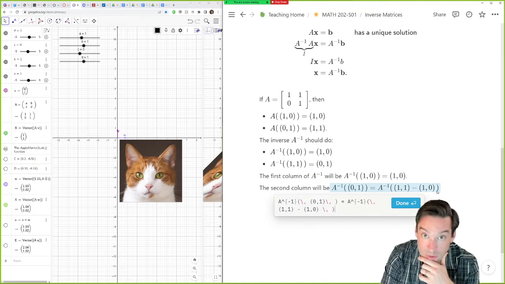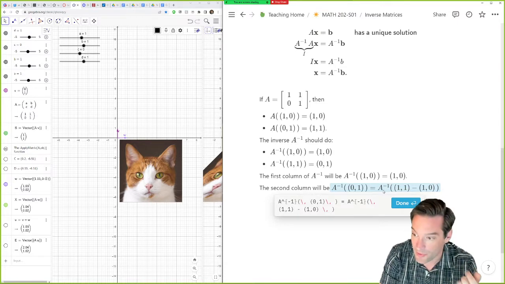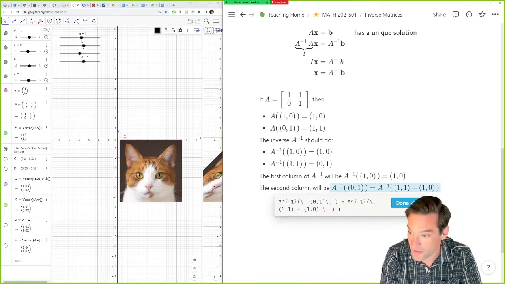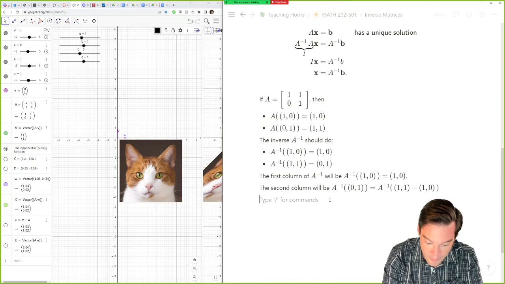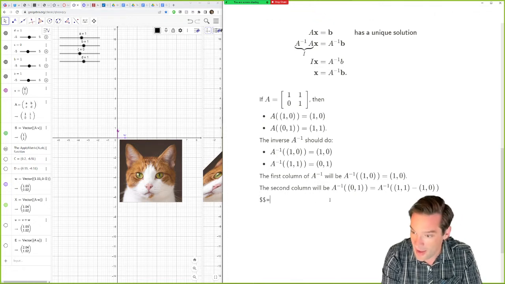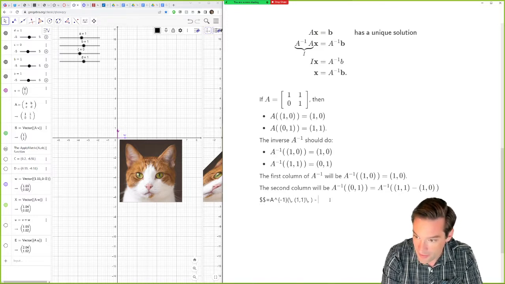Hopefully that's an agreeable proposition right there. And because A inverse is a linear transformation, T inverse, or A inverse, the standard matrix multiplication, distributes across this linear combination that I have on the inside, that means that I should be able to write this very thing as A inverse of (1, 1) minus A inverse of (1, 0).